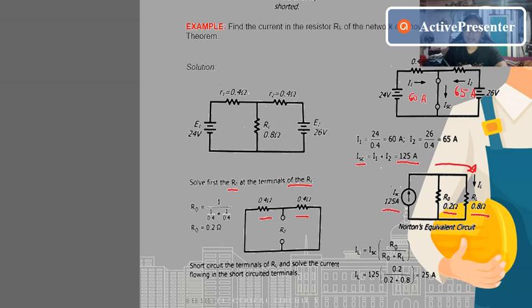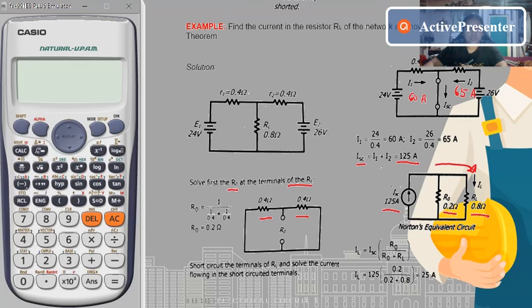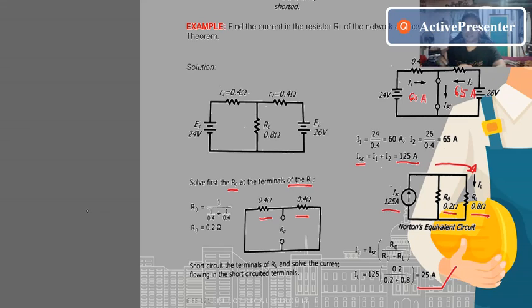So formula, IL is equal to ISC multiply RO divided by RO plus RL. Substitute 125 ato ang short circuit current multiply RO nga 0.2 divided by 0.2 plus 0.8. So our IL final answer will be 25 amperes. So this is our final answer.